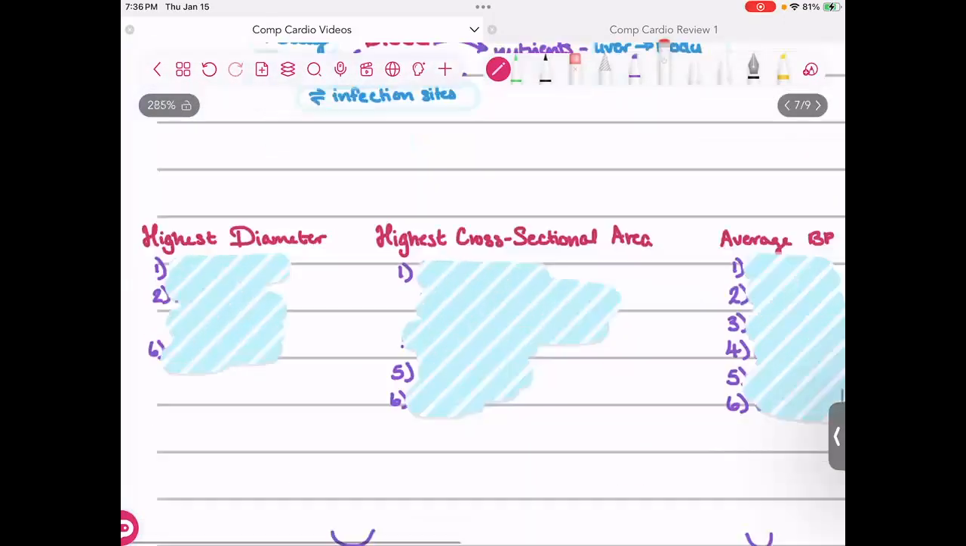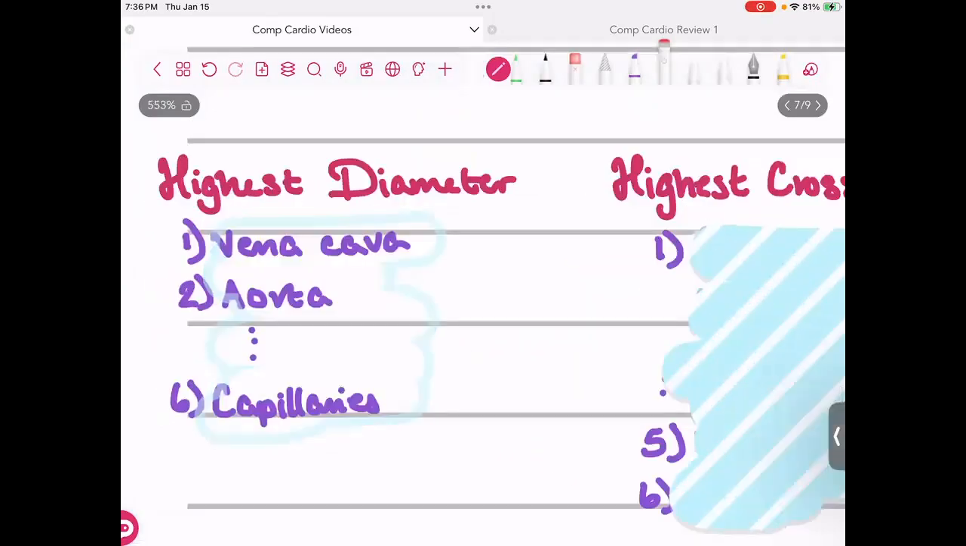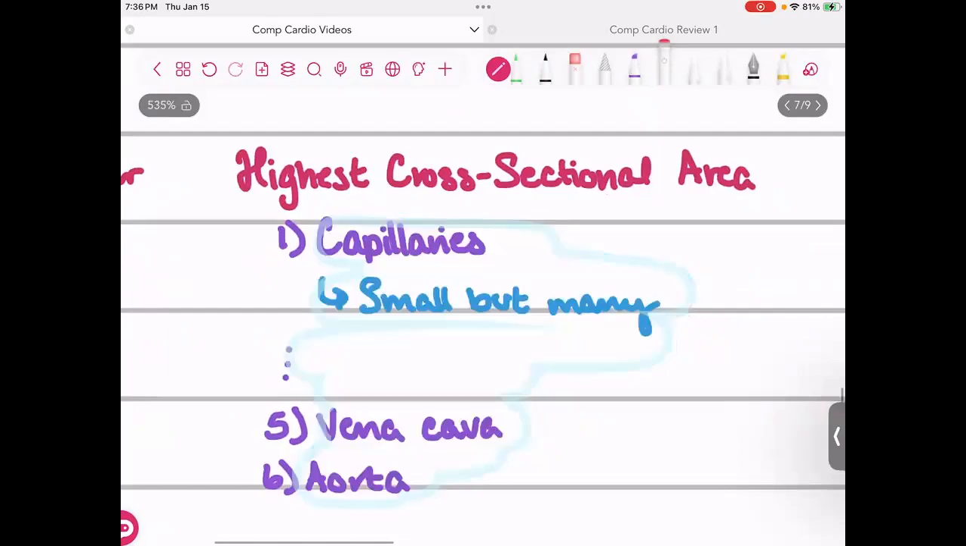If we take a look at some ranking of these different vasculature components, the largest diameter is in the vena cava, and this is where blood enters the heart. The vena cava, SVC and IVC, superior and inferior vena cava, both branch into the right atrium. Then the next largest diameter is the aorta, and the smallest diameter is the capillaries. The highest cross-sectional area goes to the capillaries, and I was a little confused by this at first, but even though they're really small individually, there are so many capillaries in the body that as a result they end up having the highest cross-sectional area.